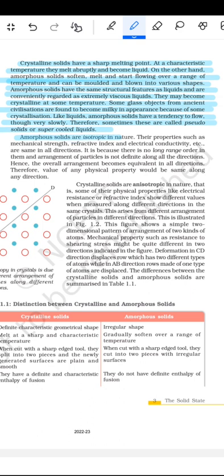Amorphous solids are isotropic in nature. Their properties such as mechanical strength, refractive index, and electrical conductivity are the same in all directions. It is because there is no long-range order in them, and the arrangement of the particles is not definite along all the directions. Hence, the overall arrangement becomes equivalent in all directions. Therefore, the value of any physical property would be the same along any direction.